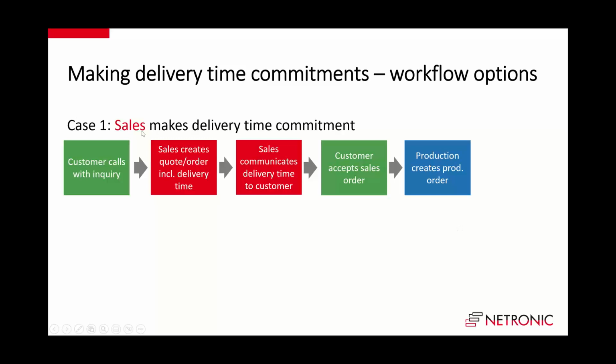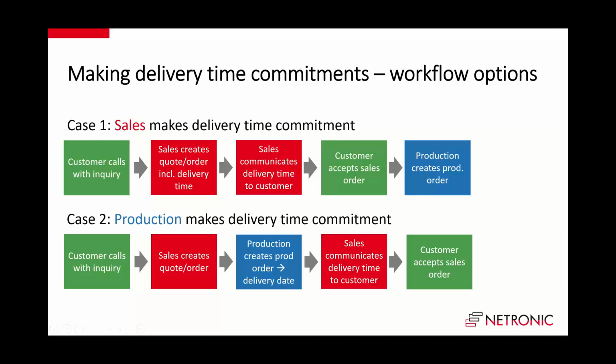The other case is that we see the production people in charge of making that commitment. So we don't want them to just take what sales tells them they should deliver, but we want to have production in charge so that they make the delivery time commitment. So the customer calls with an inquiry. Again, the sales guys and girls create the quote and/or the order, and then they check with production. So production creates a production order, or makes an assessment of the current production schedule, and then they give the date that they can commit to.